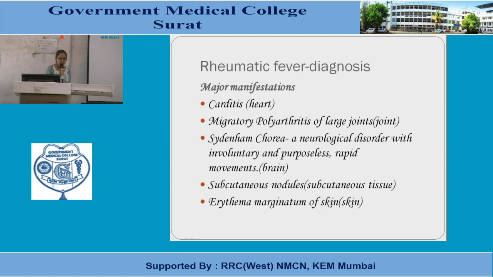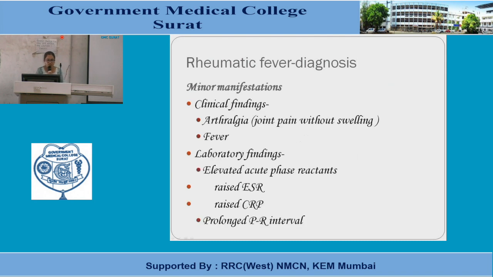Okay, so which are the major criteria? That involves carditis, migratory polyarthritis, chorea, subcutaneous nodules, and erythema marginatum of the skin. Here are the minor criteria that include arthralgia, fever, raised ESR, CRP, and prolonged PR interval.